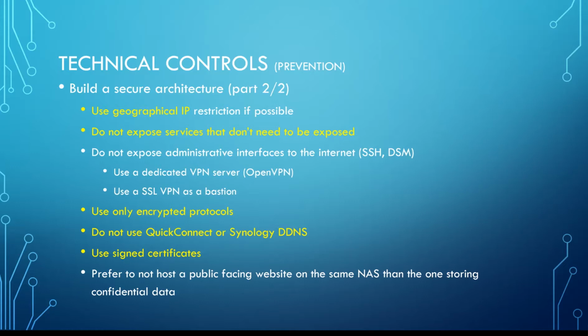You can also use an SSL VPN as a bastion. It means that you will open a page on your security device, and from there you can access your system through HTTP or SSH, for example. There are a lot of different things that you can do.